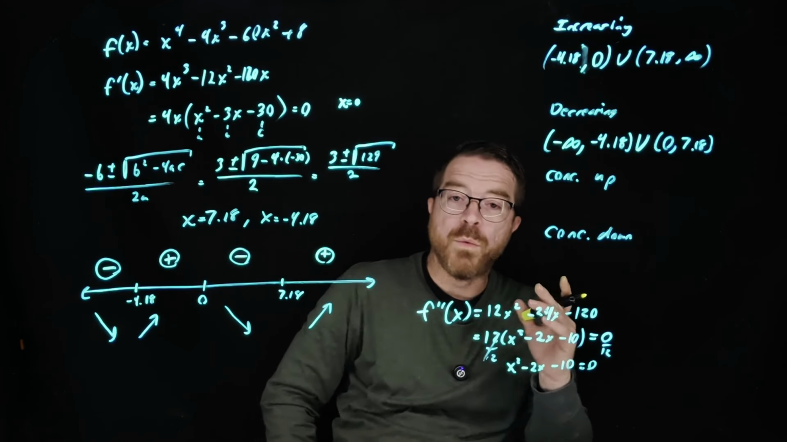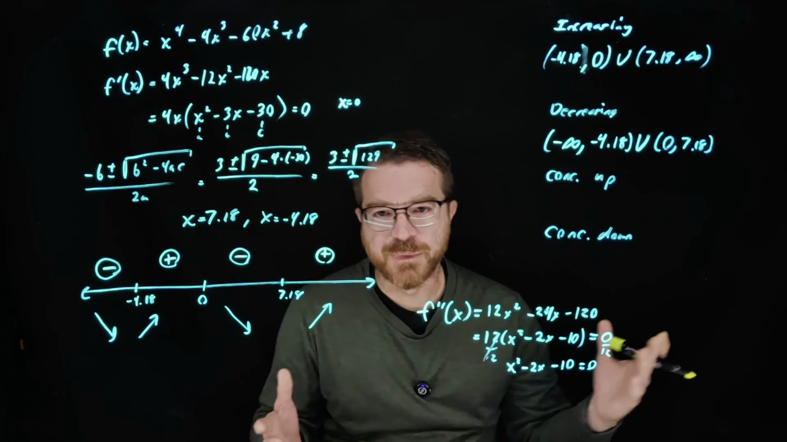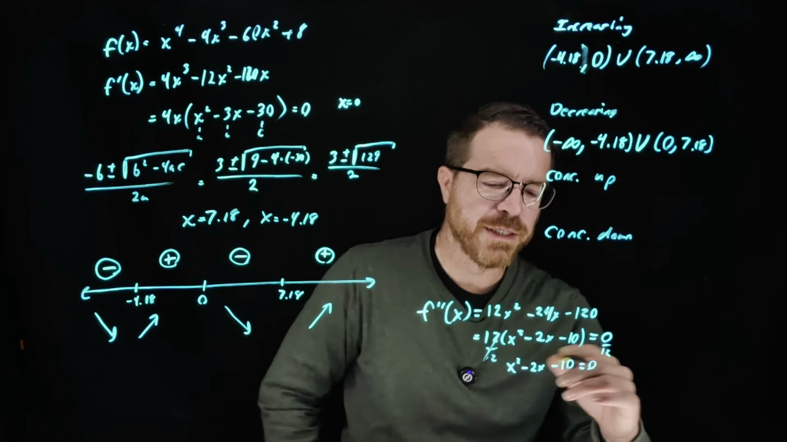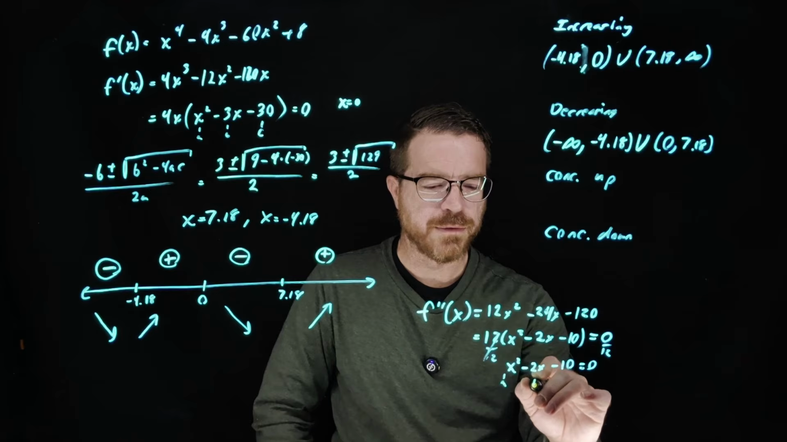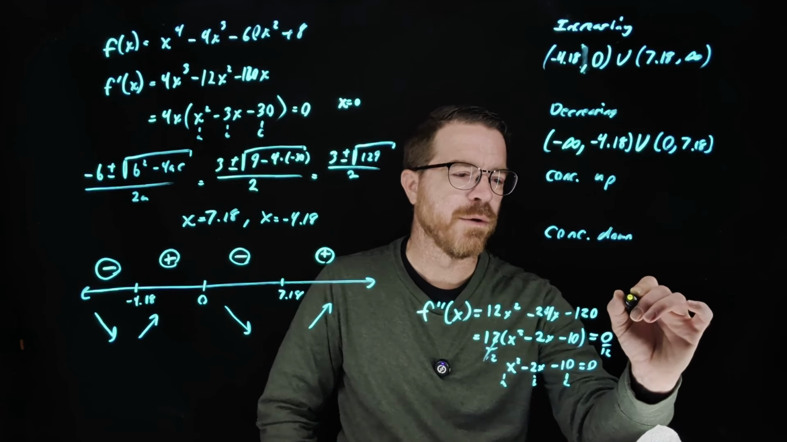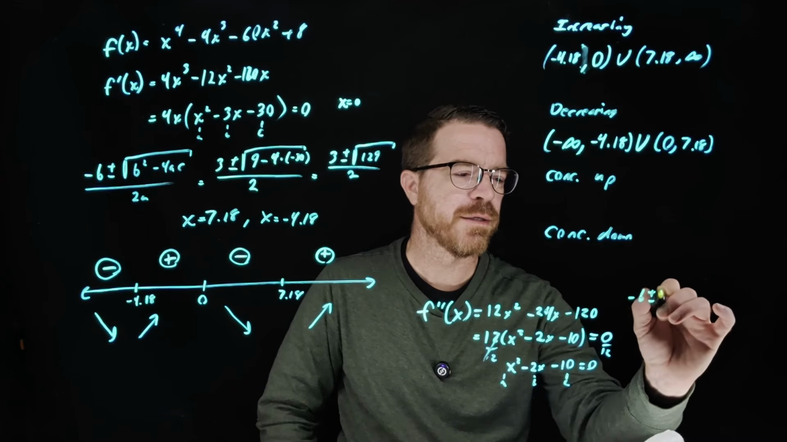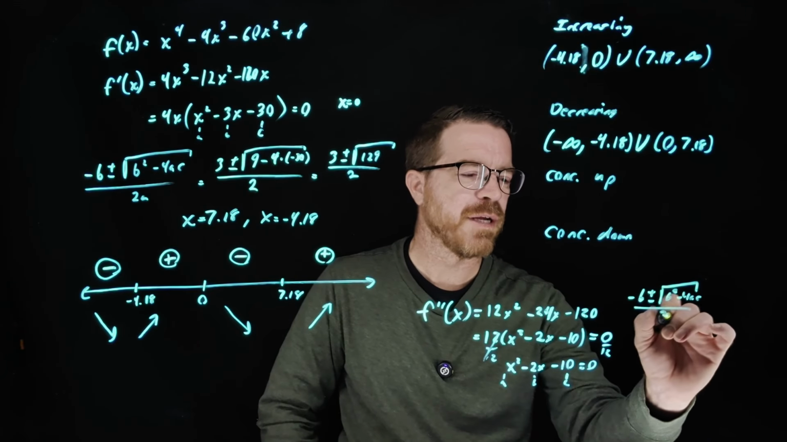And I need to figure out what values would make this true. So again, I'm going to use my quadratic formula. So I have a is equal to 1, b is equal to negative 2, and c is equal to negative 10. So it's minus b plus or minus the square root of b squared minus 4ac, divided by 2a.